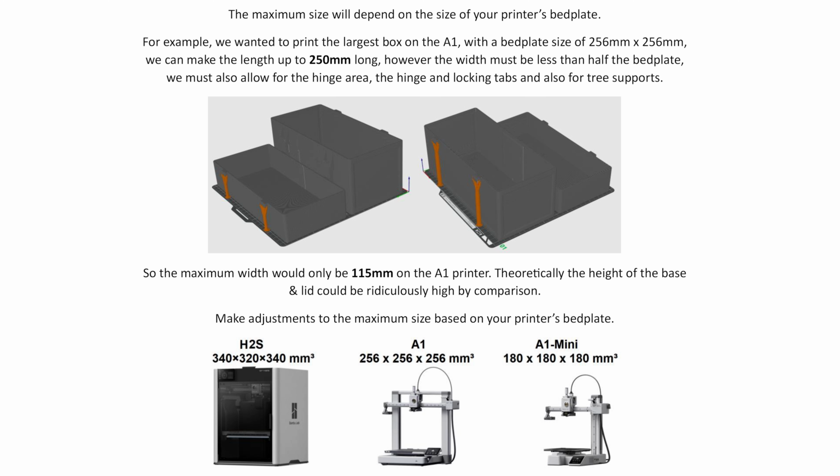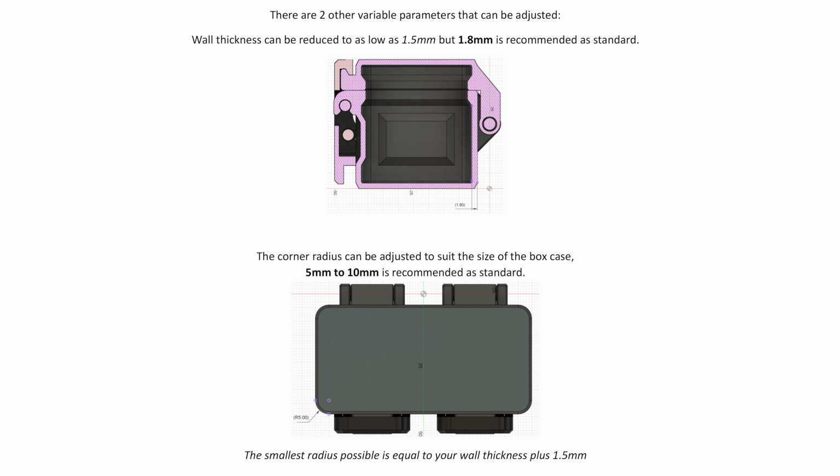However, for the width, we can only go approximately 115 mm. This is because you have to print both the lid and the base in the same plane, while also allowing room for the hinge and to add tree supports. The height of the box can be up to 250 mm, but I doubt if anyone wants a case that tall. Last of all, you can adjust the wall thickness of the case. I recommend 1.8 mm thick, with 1.5 mm being the thinnest.